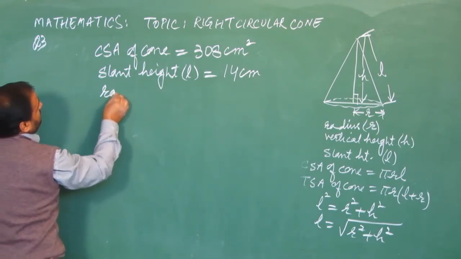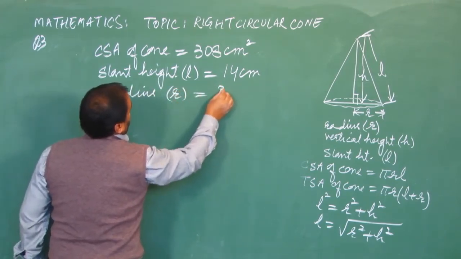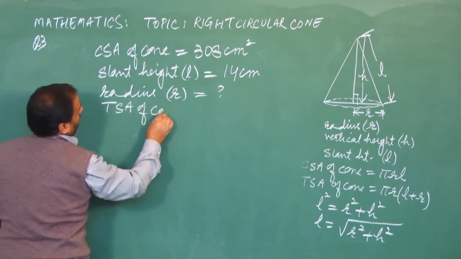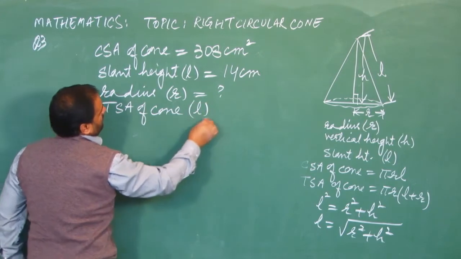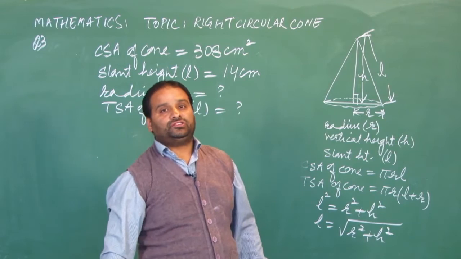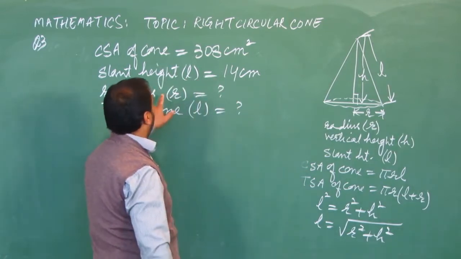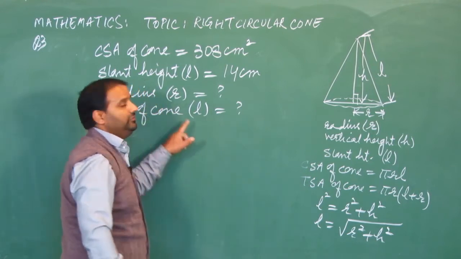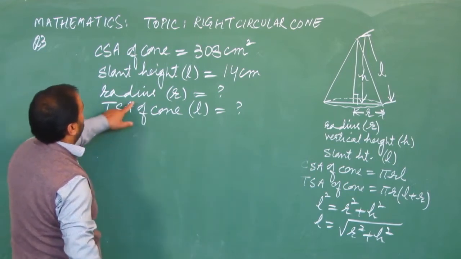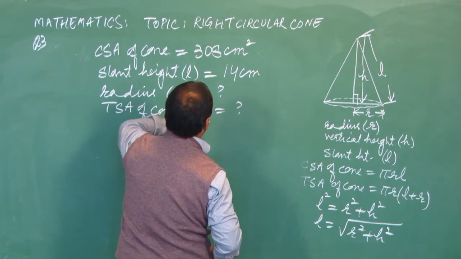We need to find its radius and its total surface area. So in this question, it's to find out what the radius of that cone is, and after that we can find its total surface area. To find the total surface area, we first need to find the radius, since L is already given.